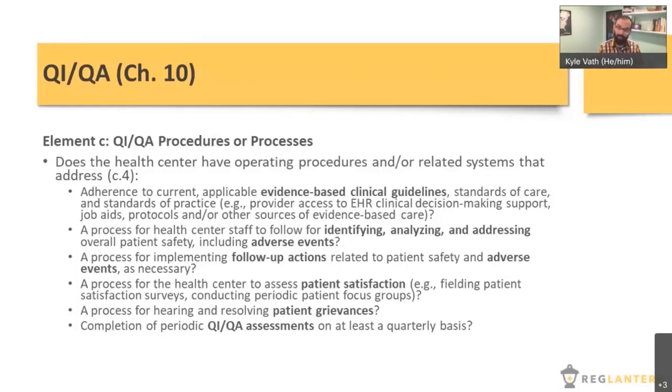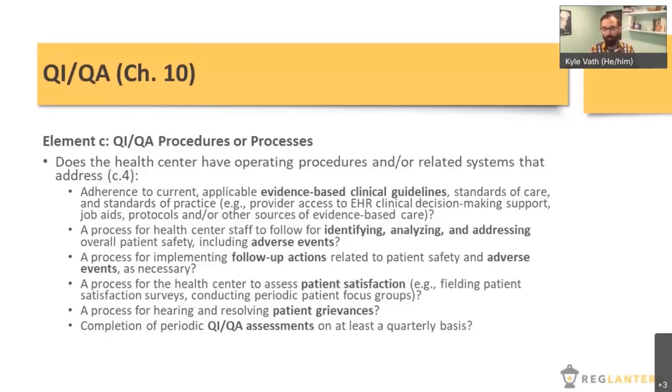Are you running patient satisfaction? What I recommend is do this at least annually, because you have to report on this at least annually to the board. It doesn't clearly say that it has to be done annually, but you have to report on it annually. So essentially, I would say patient satisfaction should be annually. And then processes for patient grievances. Someone's not happy. What do you do? So make sure you have that policy. And then a policy for making sure you have QA assessments done at least quarterly.